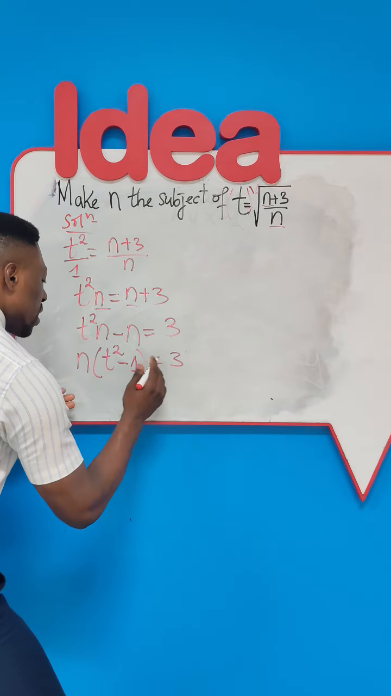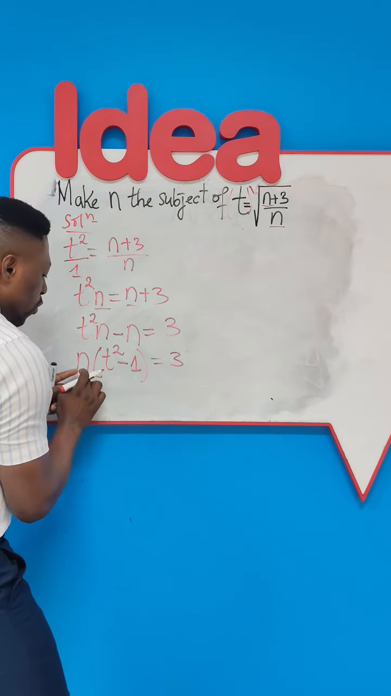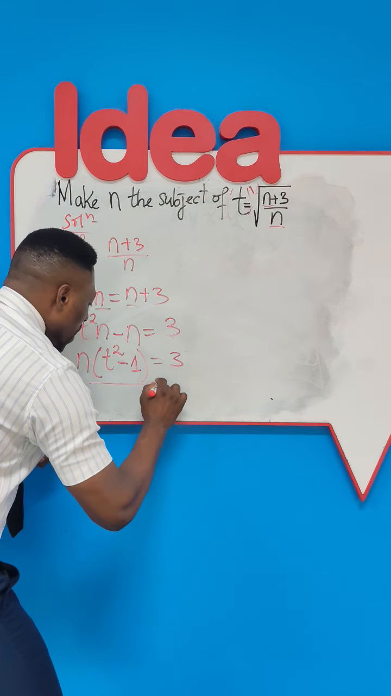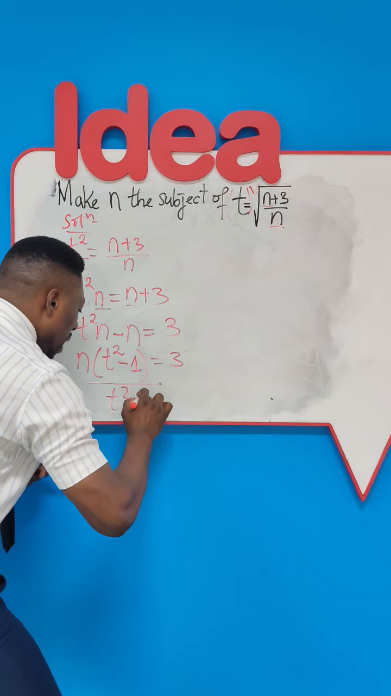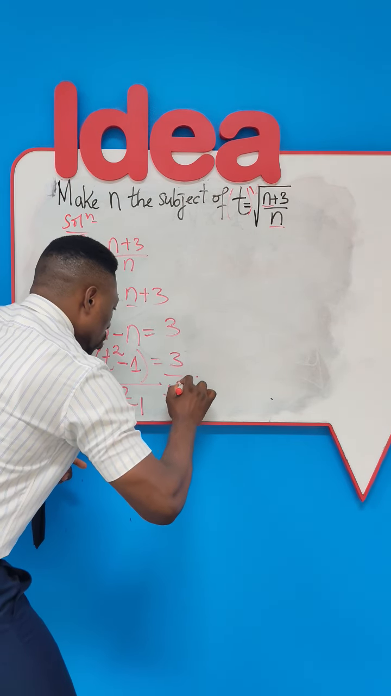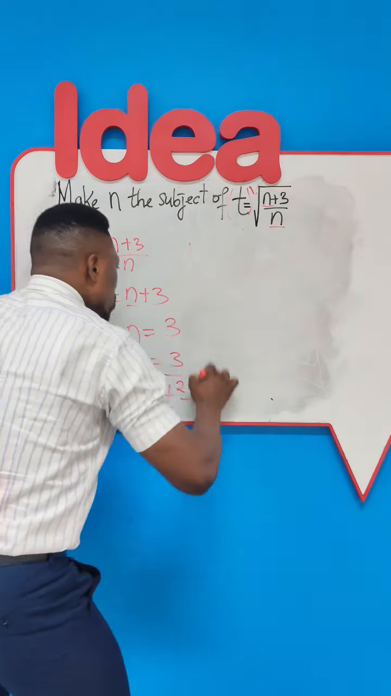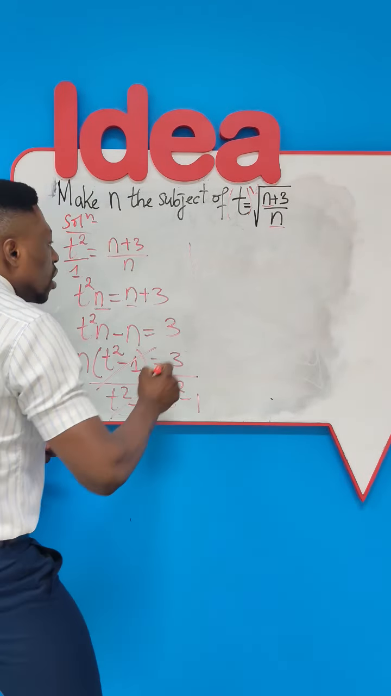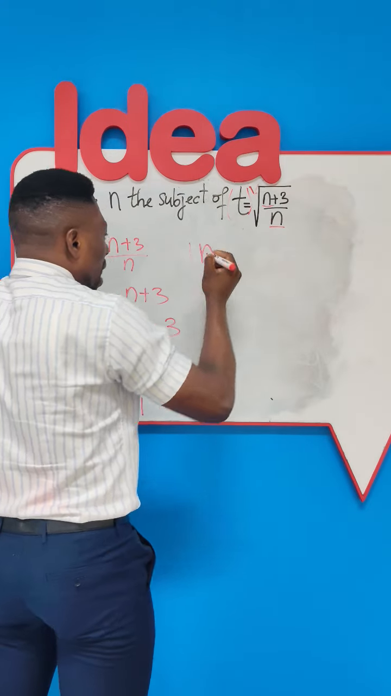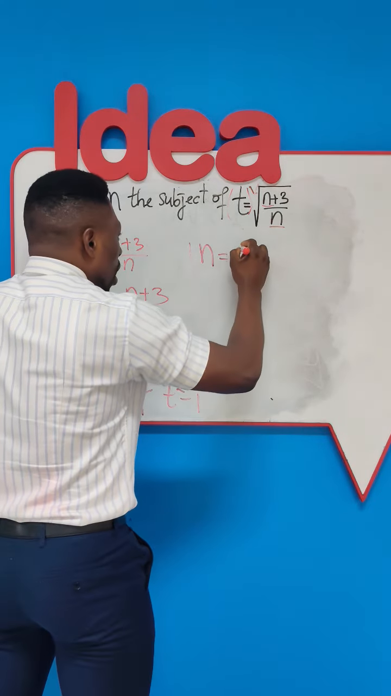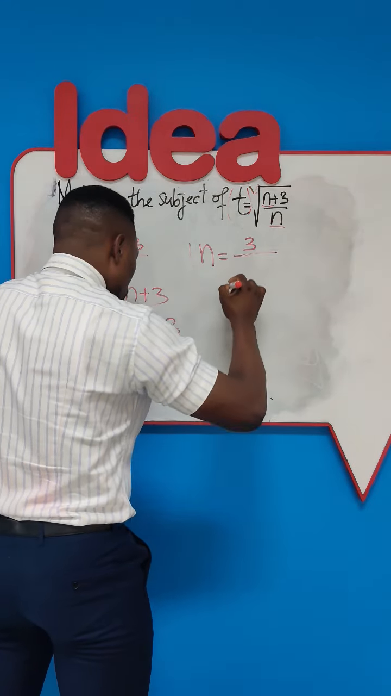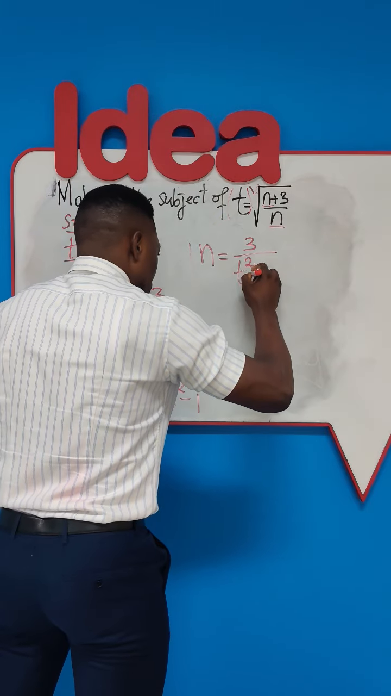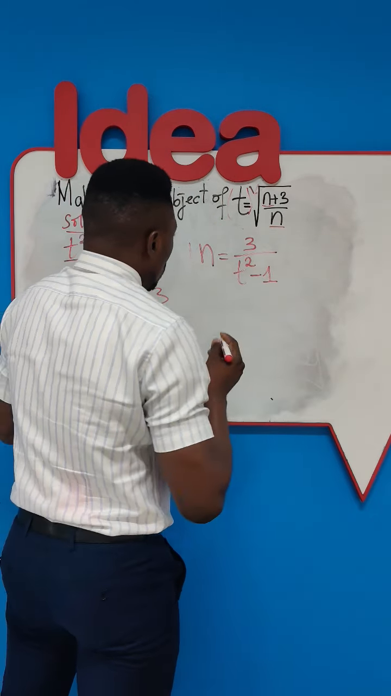At this point, there's something attached to our n, what we call the coefficient. We will divide both sides of the equation by the coefficient of this n to free up this n. So dividing both sides by t squared minus 1, t squared minus 1. This means that at the end, this will cancel this. So at the end, on one side alone, I'll have n. Now on the other side, I'll have 3 divided by t squared minus 1.